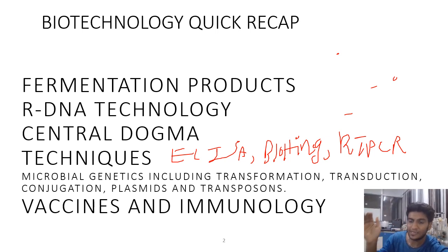Then the bacterial growth cycle. What are the different phases? What is the role of the different phases? Initiative, lag, log, exponential, stationary, and then death phase. Then the last and the most important is vaccines and immunology.